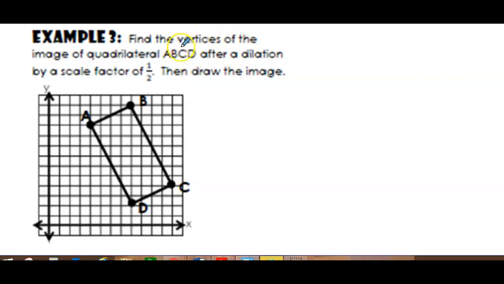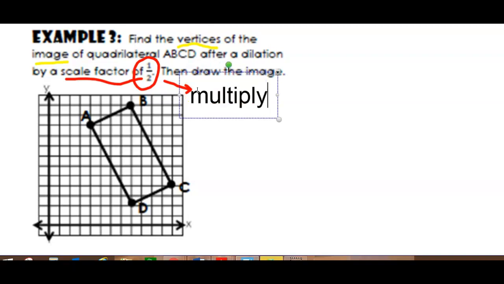So something that it does want us to do that's exactly the same is to find the vertices, which are those points of the image. Remember, image is the new one. And it says that the dilation is a scale factor of, and we have not seen this before, a scale factor of 1/2. Well, we said that every time we saw the word scale factor, we were going to do what? Hopefully you said multiply. So we are supposed to multiply. But this time you are multiplying by 1/2.